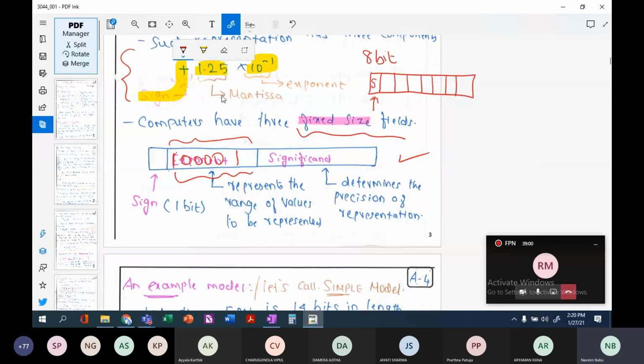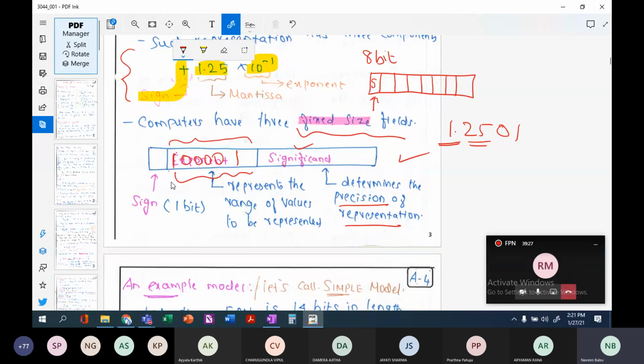Similarly, the significand. What is the significand? Out of this 1.25, we need not represent this 1, and only 25 is represented as the significand here. This significand will tell you how much precision of representation you want. So you want to represent 25 or you want to represent 2501. It all depends on this particular significand value.